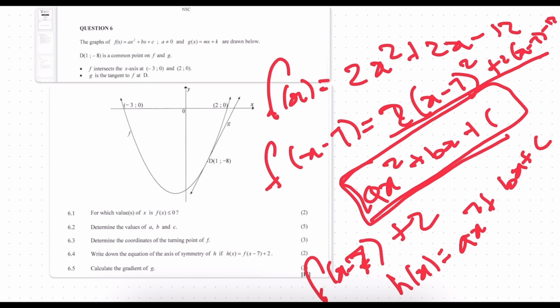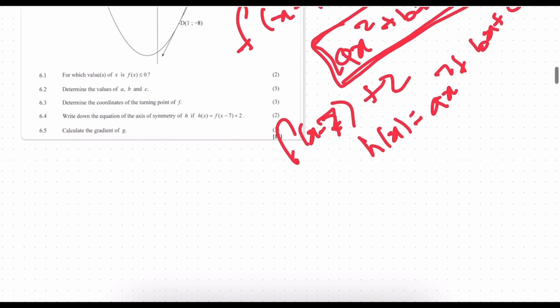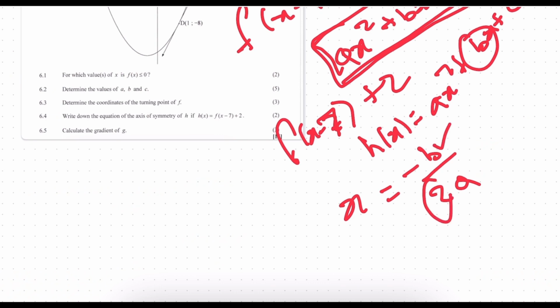And then from there, you can use this equation. There's this equation for axis of symmetry, which is more like you're determining the x value of your turning point. It will be like x equals minus b over 2a, right? Your new value of b, you plug it in here. Your new value of a, you plug it in here.